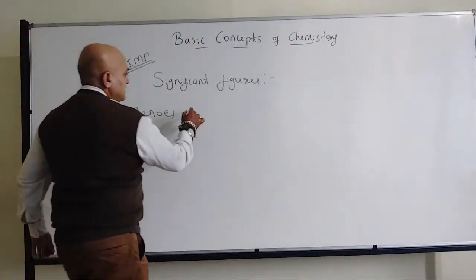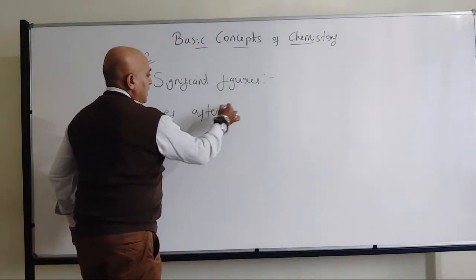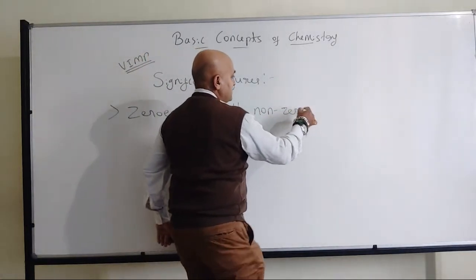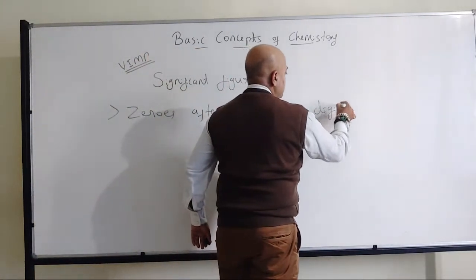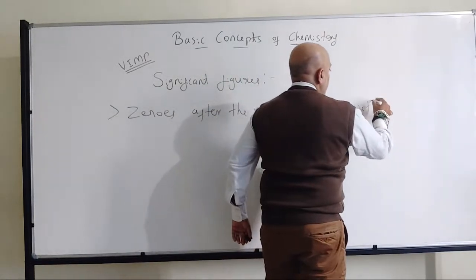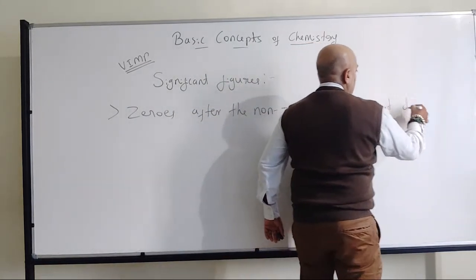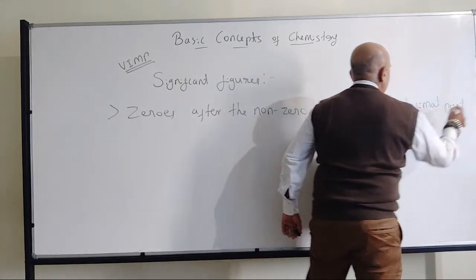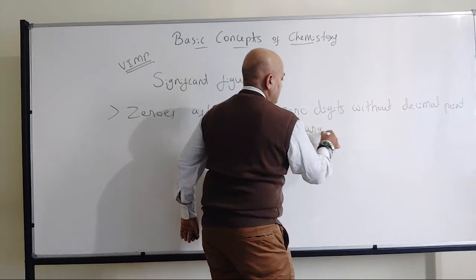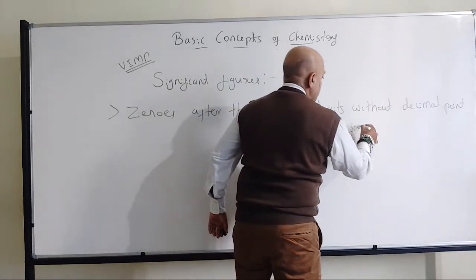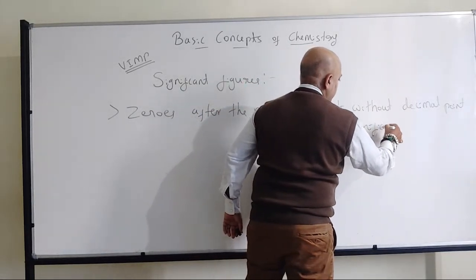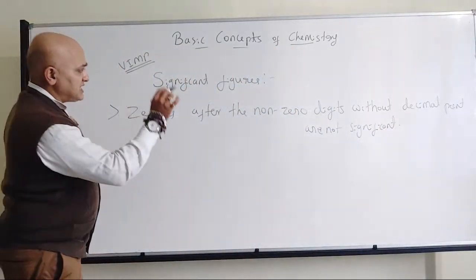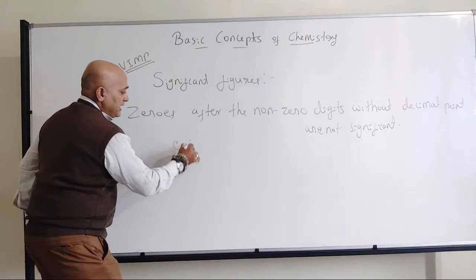Zeros after the non-zero digits without a decimal point are not significant. Observe this statement carefully. Now, example.